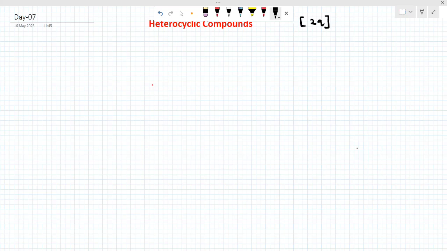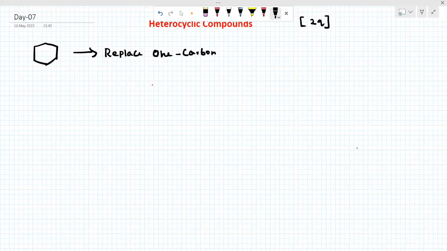Please understand, first I write this molecule, okay? Now this is cyclohexane, right? This molecule contains all carbon atoms. Right now, I am going to replace one carbon atom, okay, not only one, it can be 2 or 3, by heteroatoms. Now, what is a heteroatom? Please note. Nitrogen, sulfur, oxygen. Okay, this is a heteroatom. Other than carbon is a heteroatom, right?